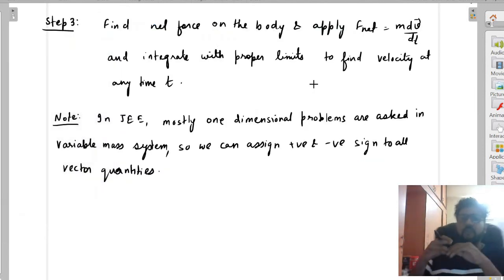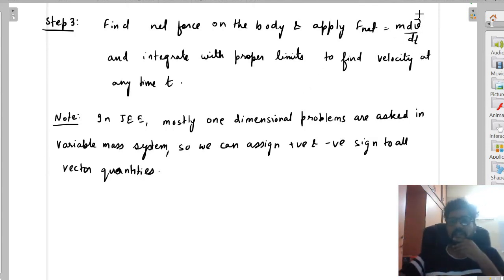Then find the net force on the body and apply F net is equal to m dv by dt. Then integrate with proper limits and you can find the velocity as a function of time. Now note, in JEE you will see that most problems they have asked in variable mass are one dimensional. So you can replace the vector symbol with a plus or a minus sign assigned to vector quantities. You know that a vector towards the right will be taken as positive and a vector towards the left will be taken as negative.